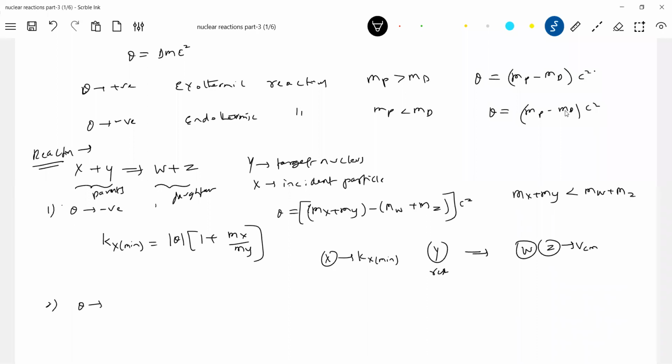And the second case: Q negative, but the kinetic energy of the particle X is greater than Kx minimum, or threshold. In that case, what will happen? X is incident on the nucleus which is at rest. After collision, the W and Z will move, each with its own kinetic energy. They need not get stuck. It can also happen.